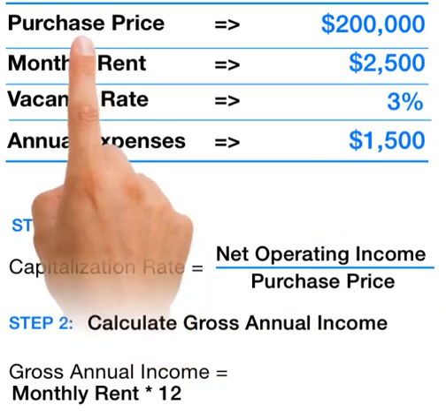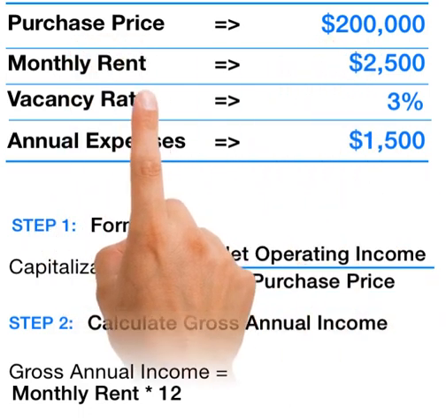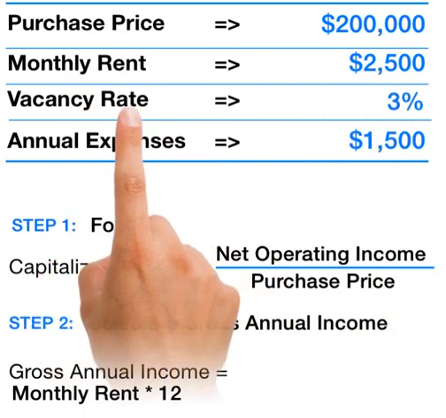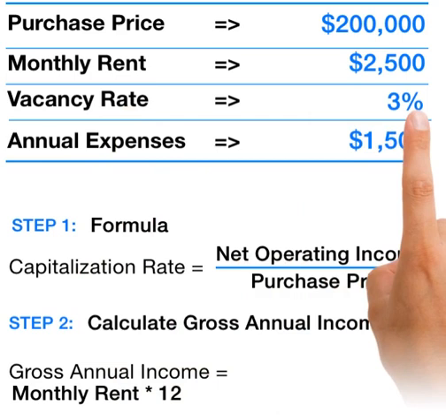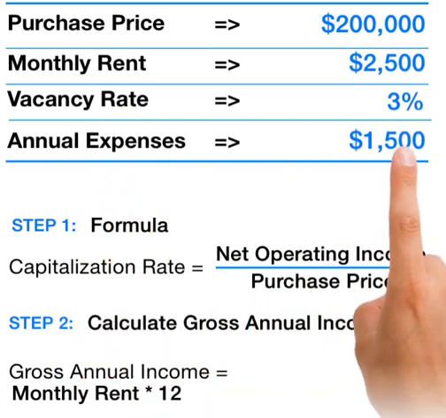Let's say you are considering buying a rental property with a purchase price of $200,000, a monthly rent of $2,500, a vacancy rate of 3%, and annual expenses of $1,500.